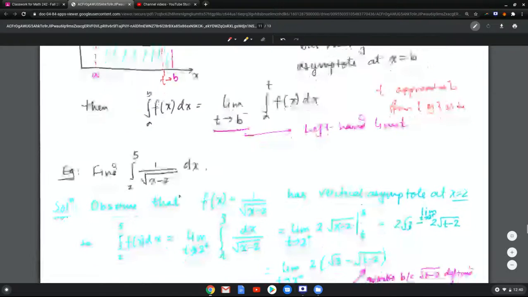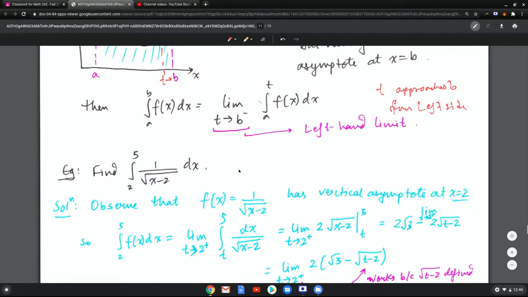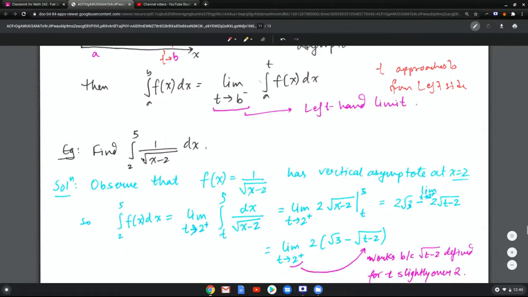For example, find the integral from 2 to 5 of 1 over root x minus 2. Now in this case, the fact that it's an improper integral has to be surmised by you. Here you will observe that f of x, 1 over root x minus 2, has a vertical asymptote at x equals 2 because it makes the denominator 0. So we rewrite this as limit t going to 2 plus. Now why is it plus in this case? Well, it's plus because you're going from 2 to 5, and in this case the asymptote is at 2. So there's your t. t is approaching now from the right. That's why it's 2 plus.